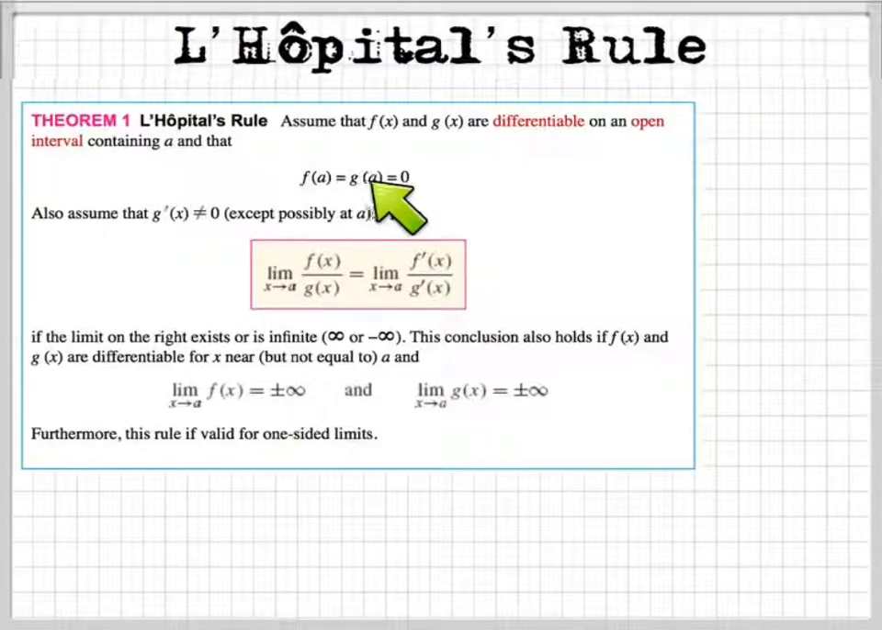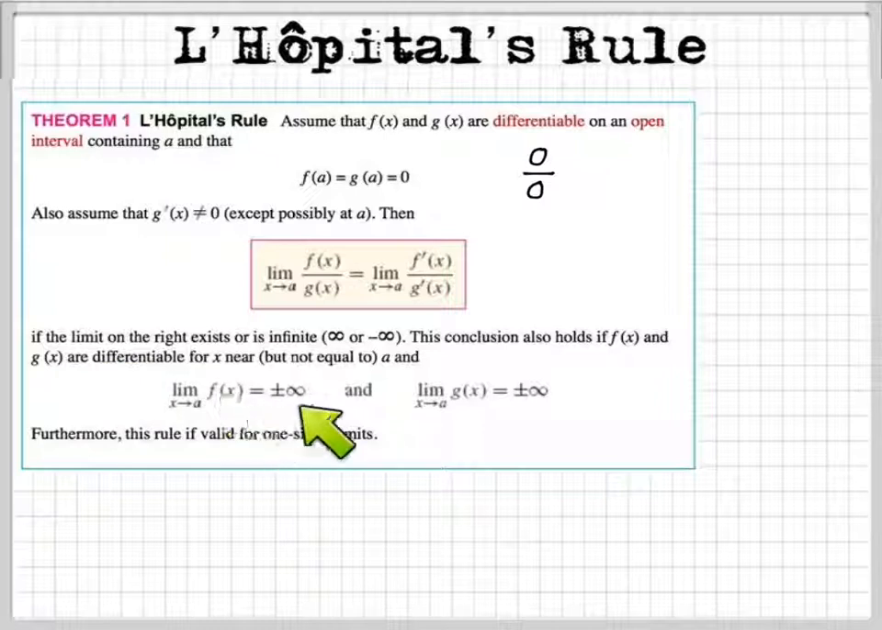Now, if f of a and g of a equal 0, in other words, if you get 0 over 0 when you plug it in, you will also assume that g prime of x will not equal 0, which makes sense. You don't want this to be 0 down here when you take the derivative of it, except if you plug in a. But anyways, you have to assume that this will not equal 0. Then you can use this. If you get 0 over 0, you can just take the derivative of f and g and find the limit of that. Those equal each other.